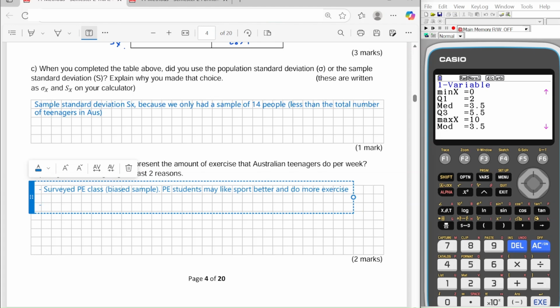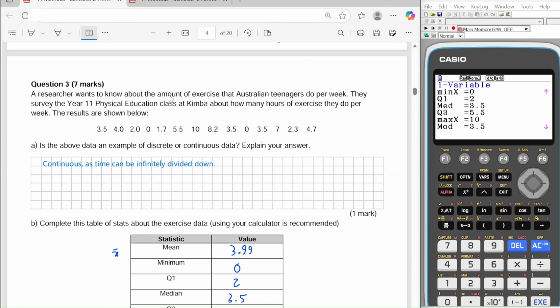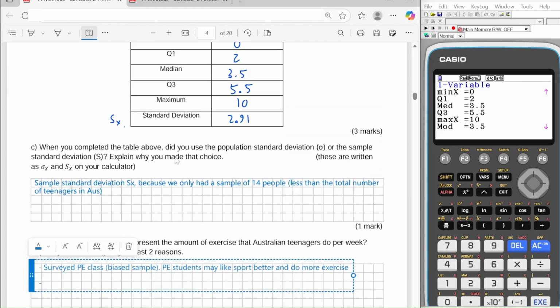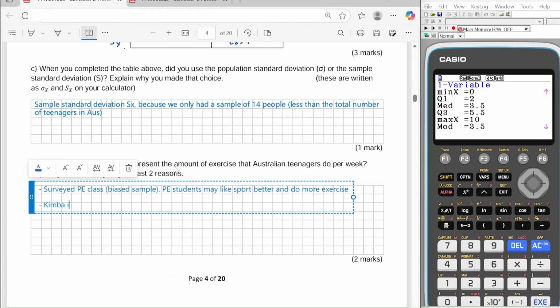Next, we've got the actual town itself. Kimber is a country town. That may have an impact on the physical activity levels. So you may be either more interested or less interested in physical exercise and sport, depending where you live. So that could affect it.